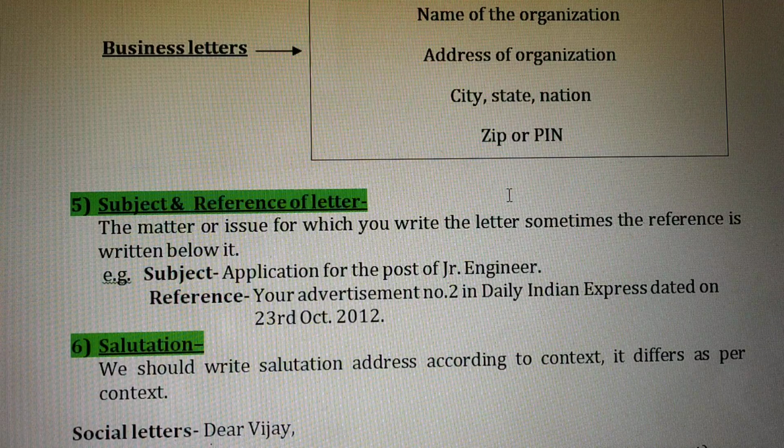Reference means the basis on which you are going to write that letter. There is the first reference number. Here it is not the reference number. Here it is the reference, with the help of which you are going to write the letter.